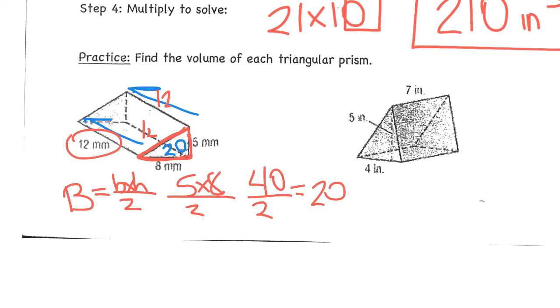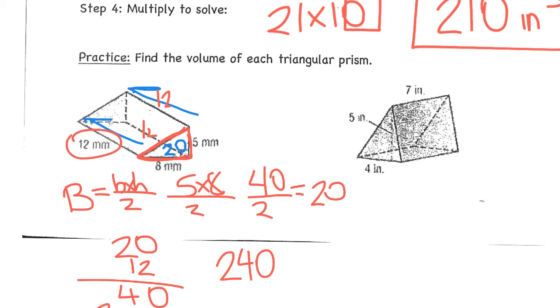So now I have to do 20 times 12. Do a little bit of math here. And then we get 240, and we have to remember to add on our label. Our label up there is mm, that means millimeters, so it's millimeters, and then we always add on cubed because it's a volume.